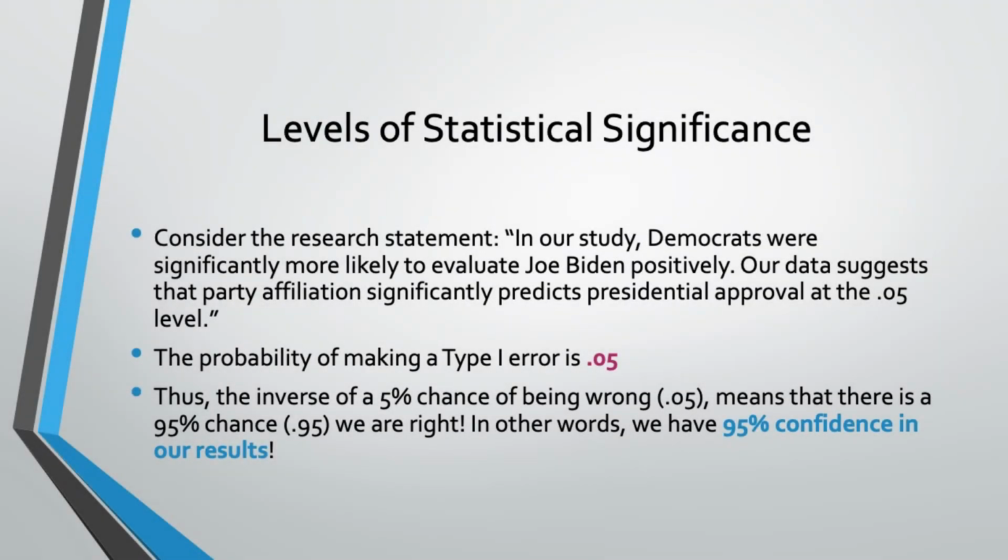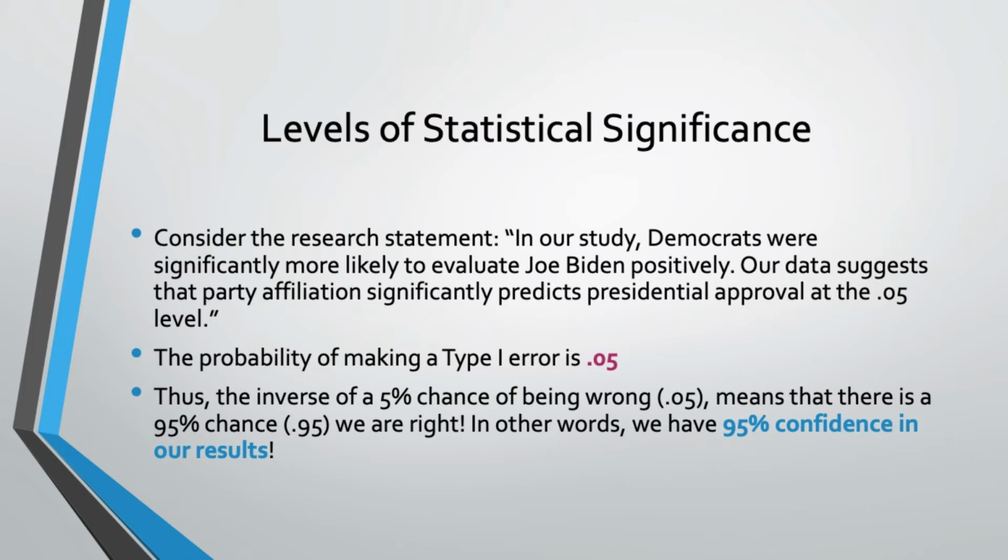So consider the research statement. In our study, Democrats were significantly more likely to evaluate Joe Biden positively. Our data suggests that party affiliation significantly predicts presidential approval at the 0.05 level. And this is an example of the way that I'd like you to report the relationship between your variables in your research paper, but let's break this down a little bit more and try to understand what this statement is actually conveying. With the 0.05 level here, it's saying that the probability of making a type 1 error or a false positive is 0.05. That's very, very small. There's a very small probability that the inference is wrong.